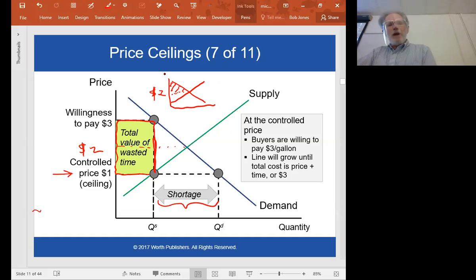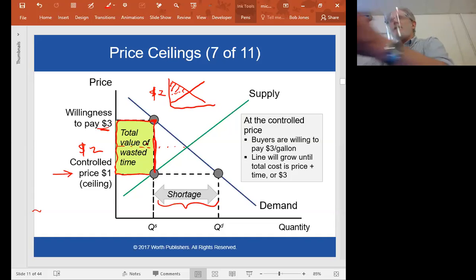With the ceiling, the consumer surplus changes. Here we're told that for this last unit, they're willing to pay $3, but they only have to pay $1. So for a consumer who's willing to pay $3 and only has to pay $1, if they actually get the gas, then they would get all of this area. That would be consumer surplus.